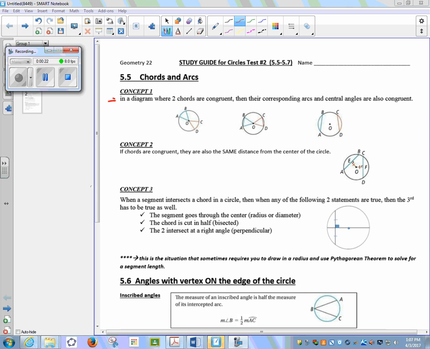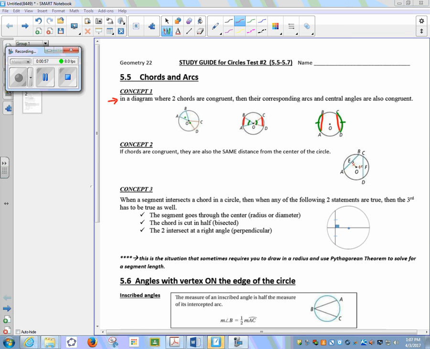The first concept deals with the length of a chord. If you have two chords that are the same length, so like here and here, this one and this one are the same length. What these theorems said, and I think there were three theorems, but they all basically dealt with the same thing, was that if the chords are the same length, then the arcs are going to be congruent as well, okay? And the central angles are congruent as well. So in all these cases, angles, chords, and arcs are all matching because they're the same size.